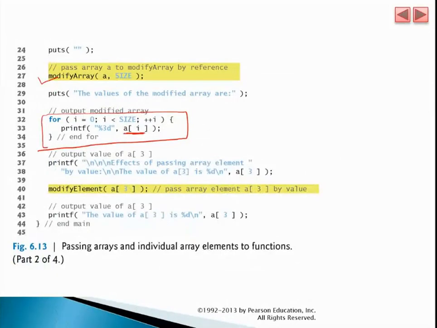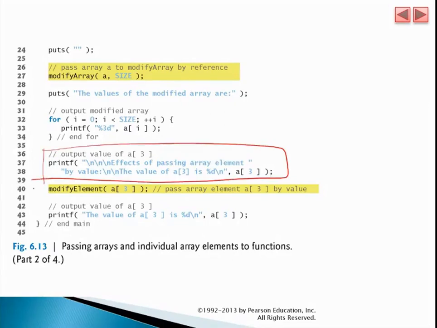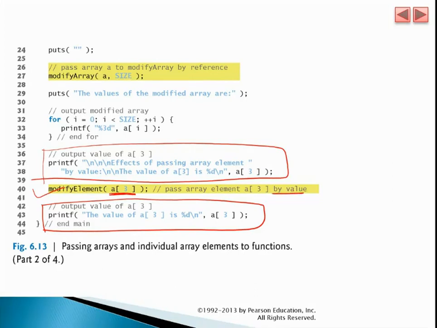So we are first printing. Let me just remove this highlight, and I would like to highlight this. The value of a of 3, we are printing before the calling of the function. Then we call modify element, and we pass only one element. We are not passing the entire array. We are just passing a of 3. And then we are again printing the value after coming out of that modify element. So when we are passing one particular element, then this is passed by value.